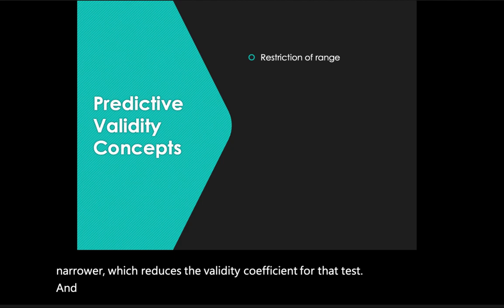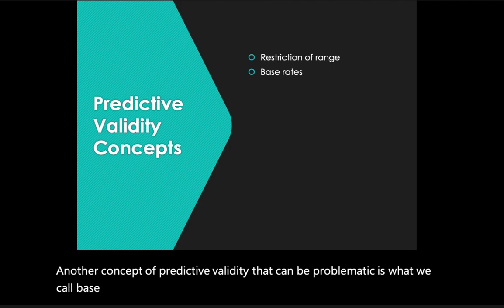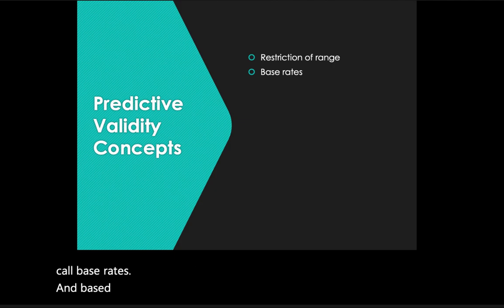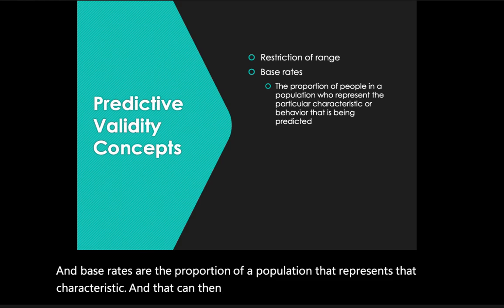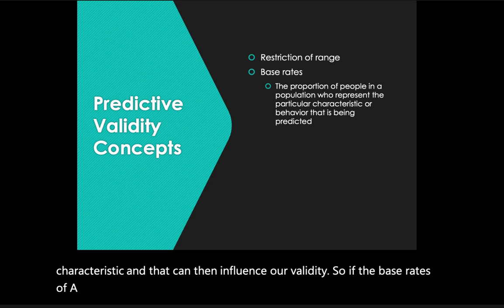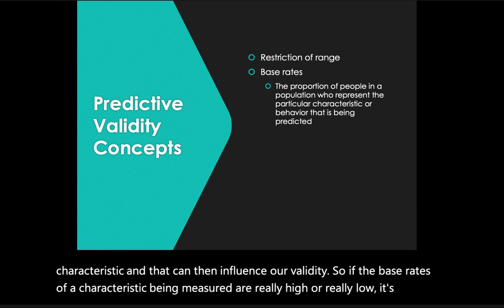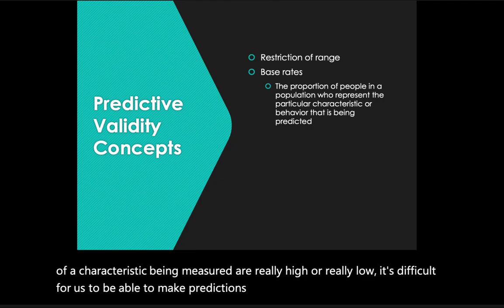Another concept of predictive validity that can be problematic is what we call base rates. And base rates are the proportion of a population that represents that characteristic. And that can then influence our validity. So if the base rates of a characteristic being measured are really high or really low, it's difficult for us to be able to make predictions about that characteristic using a particular assessment.